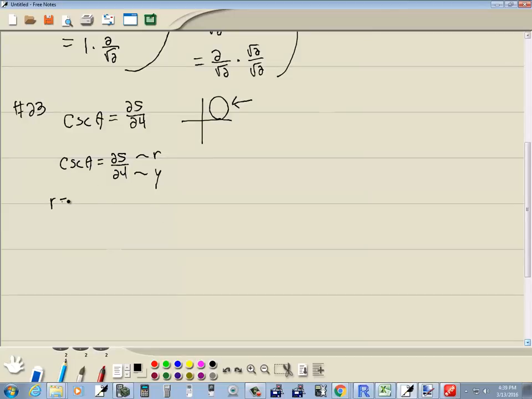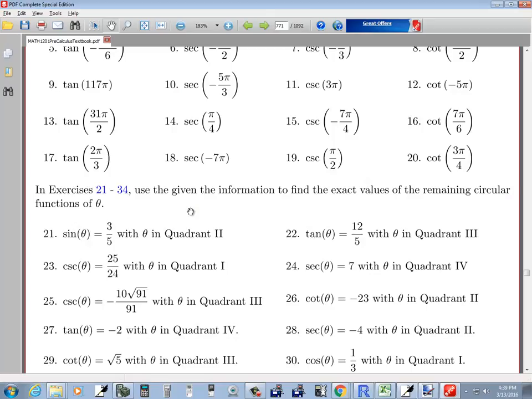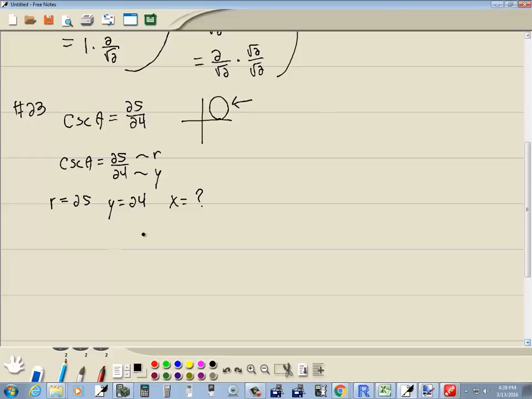So we got r is equal to 25. We got y is equal to 24. And the missing value, in order to find the remaining exact values of remaining circular functions, to find the remaining one, I need x. Okay, well, we're going to have our Pythagorean, x squared plus y squared is equal to r squared. So we got x squared plus 24 squared is equal to 25 squared.